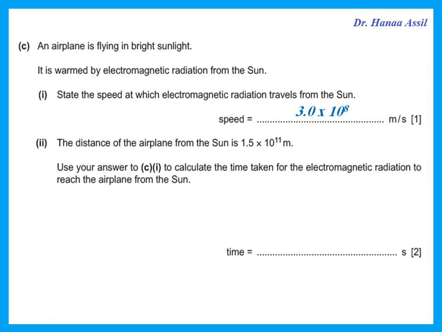Use your answer to calculate the time taken for the electromagnetic radiation to reach the airplane from the sun. So he gives me the speed, the distance, and we want the time. You should know that speed is distance over time, and that means time is distance over speed. You put the distance he gives me over the speed, that is 500 seconds.